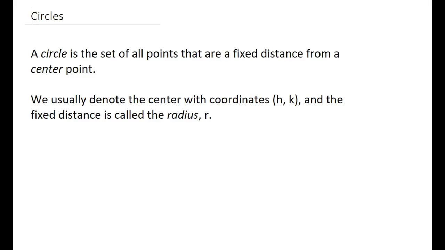We all have a pretty good idea of what a circle is, but in algebra we're really specific about it. So that's what we're going to talk about in this screencast. Now, a circle is defined to be the set of all points that are a fixed distance from a center point. And we usually denote the center with coordinates h, k, and the fixed distance is called the radius, which is designated with the letter r.